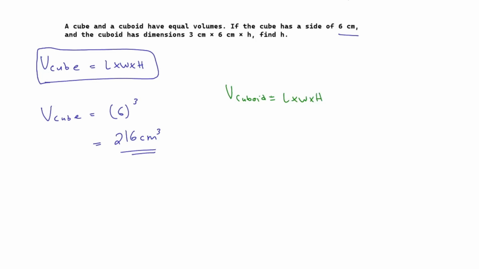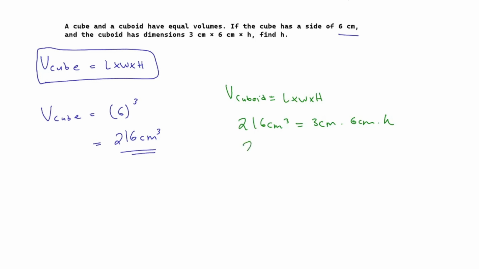Now, there's a little different thing than a cube, because a cuboid can actually have a different length, a different width, and a different height, as we can see here. So now all we have to do is plug in our numbers and isolate for our height. So we know this is going to be 216 centimeters cubed, as both have the same volumes, and this is going to be equal to the length, 3 centimeters, and then the width, which is 6 centimeters, and the height, which we don't know.